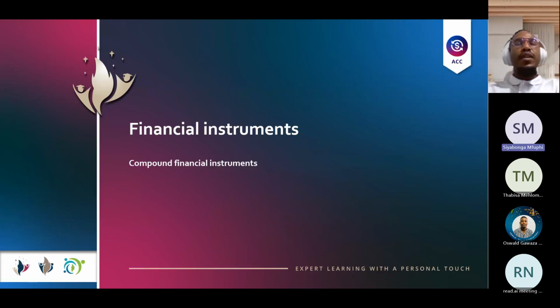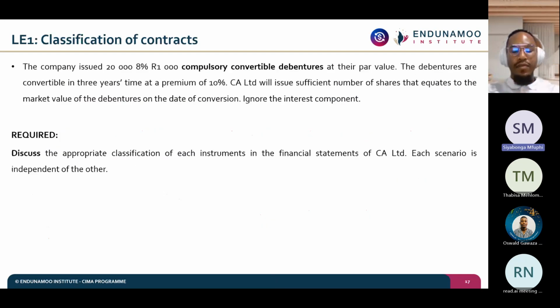Now let's talk about, quick question, yes, sir. This part that you just explained now, does it relate to the part-year compound or is it? No, it doesn't relate to a compound financial instrument, and you will see why. You will see why it doesn't relate to it.